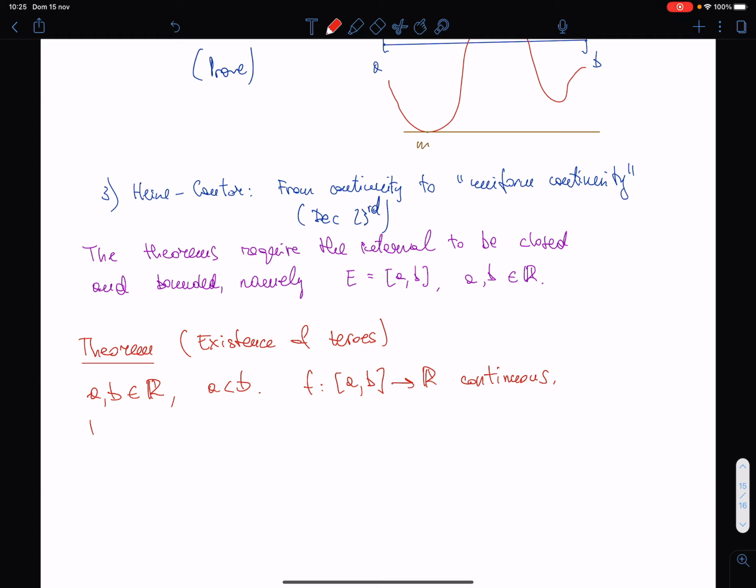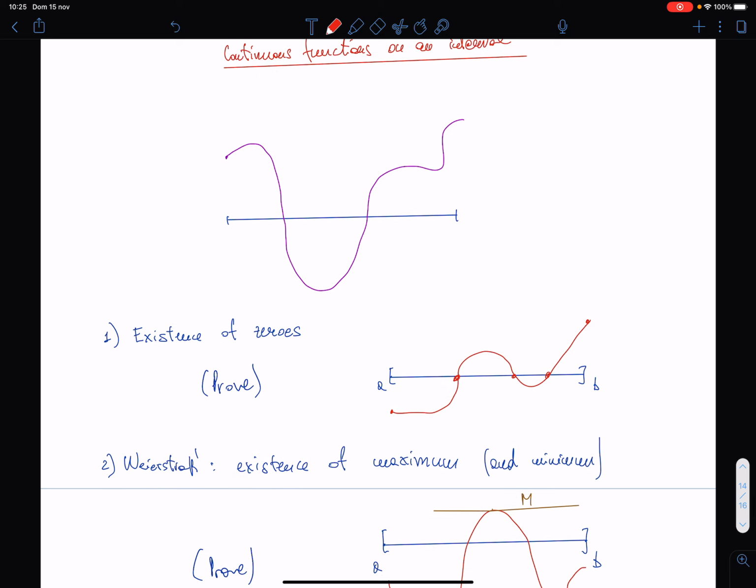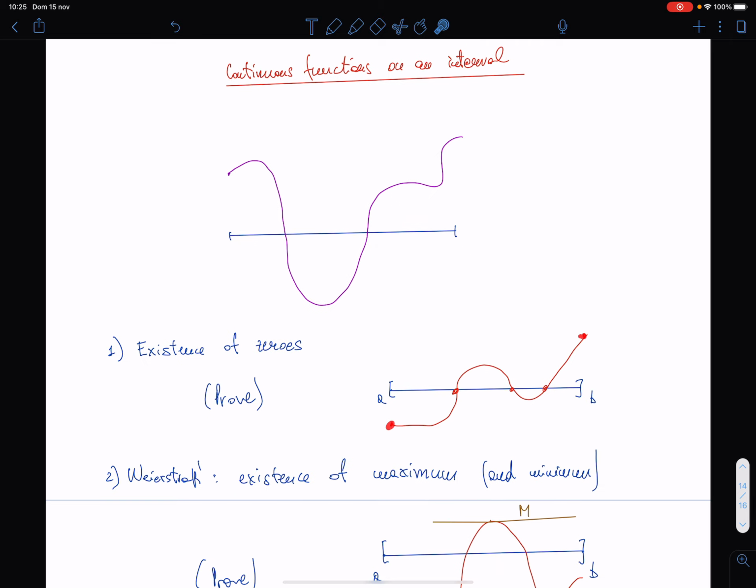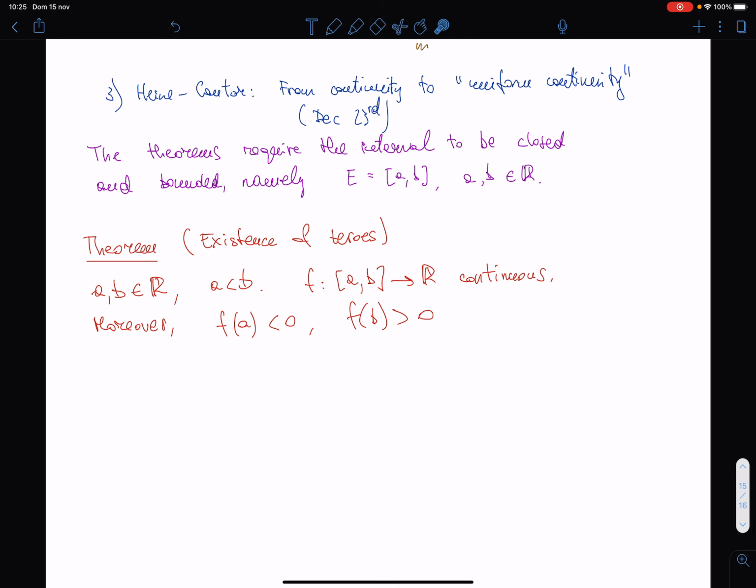Moreover, f of A is less than 0, and f of B is larger than 0. Okay, so this is the idea you should keep in mind. So f of A less than 0, f of B larger than 0. Then there exists a point C in AB such that f of C is equal to 0.